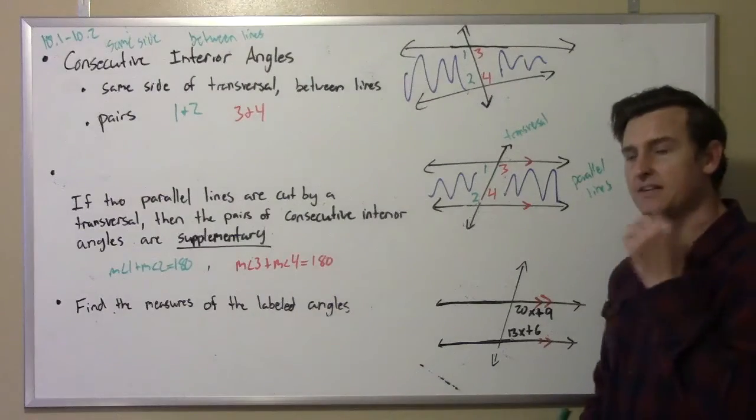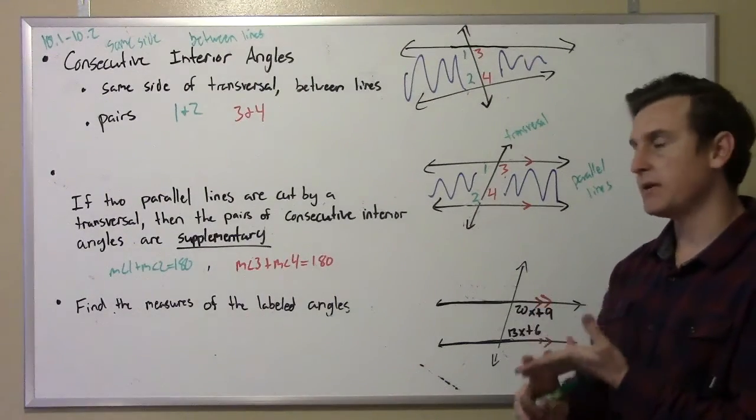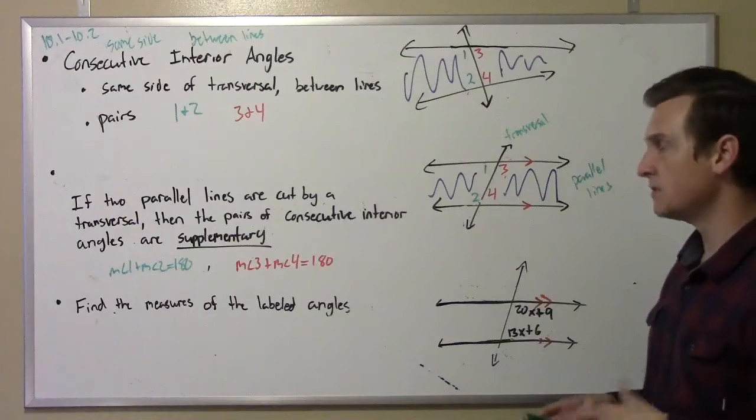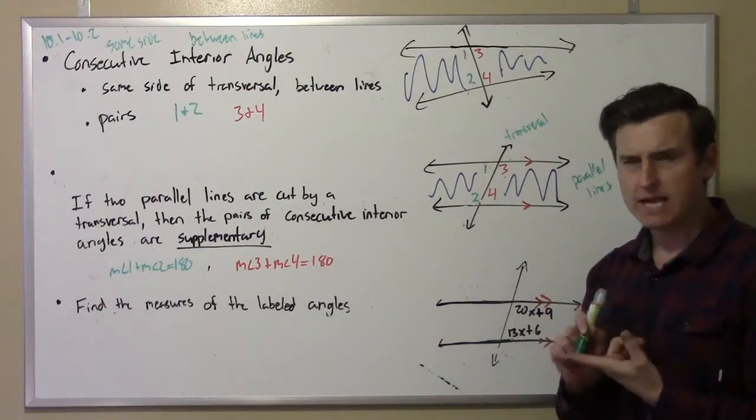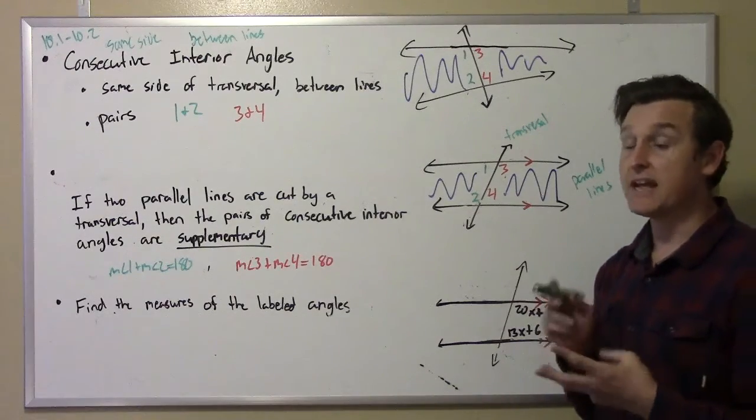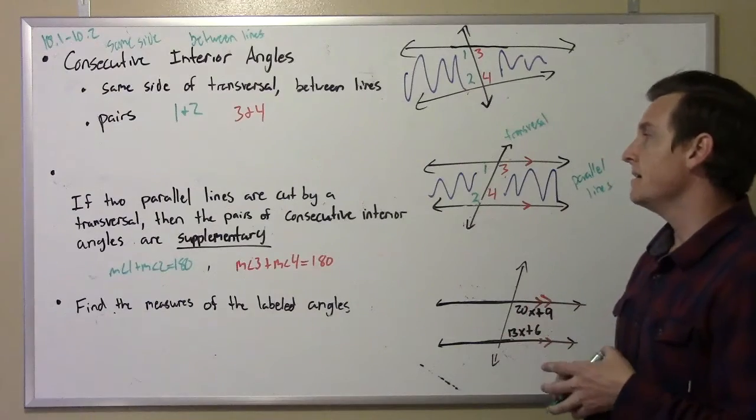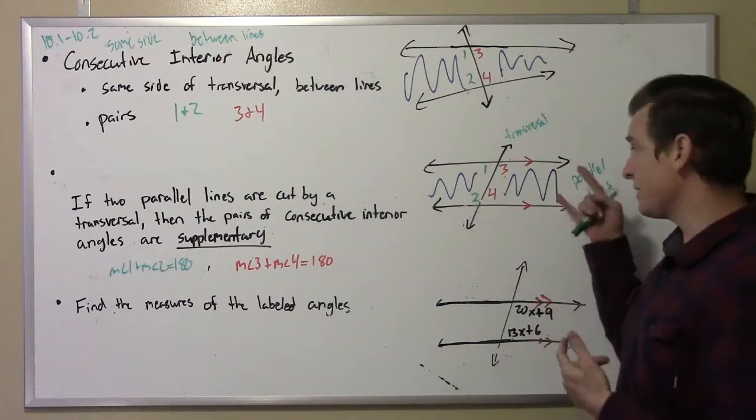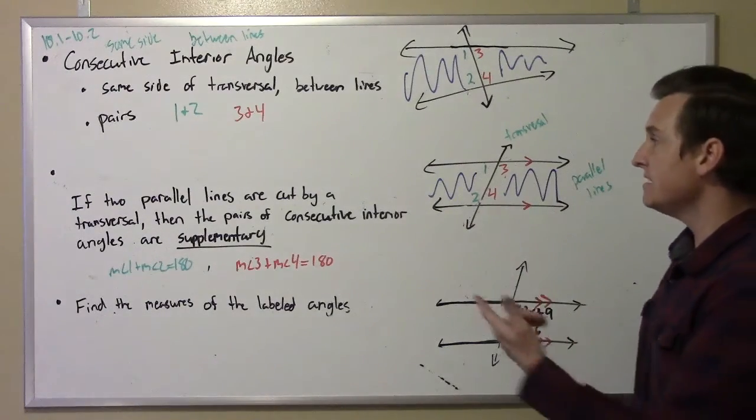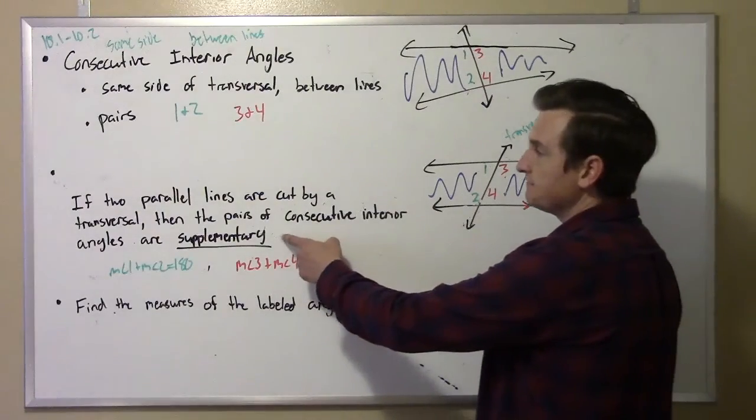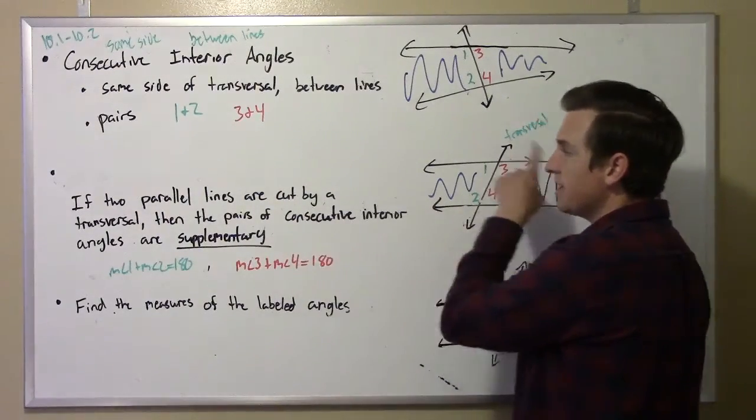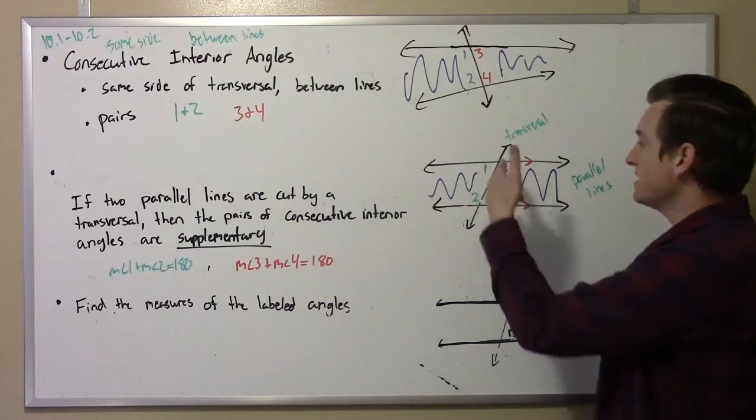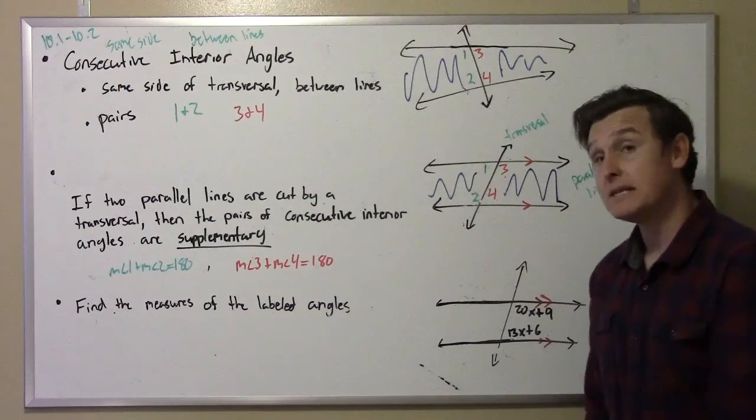But it's not that they're congruent, and that's what was true for the other three. In the other three situations we saw, the corresponding angles, the alternate interior, and the alternate exterior, if the lines were parallel, then those angles were congruent. In this case, they're supplementary. Two parallel lines cut by a transversal, then the pairs of consecutive interior angles are supplementary, which means they add to 180.